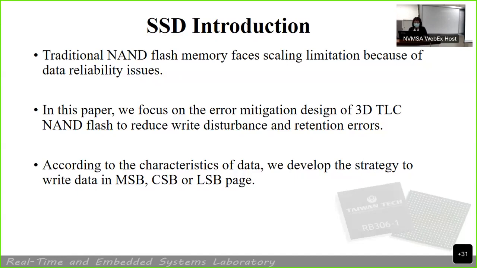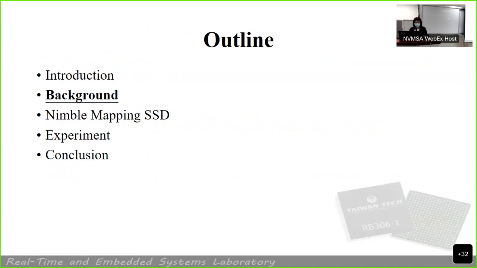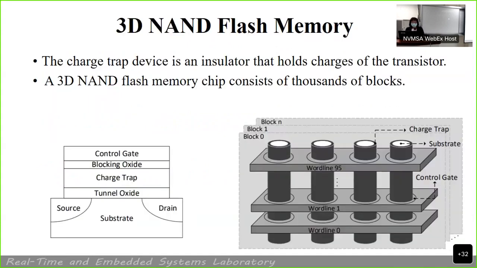To mitigate errors, we adopt the bit flip technique in our design, which will be described later. According to the characteristics of data, we developed the strategy to write data in MSB, CSB, or LSB pages. We divide the written data into chunks, which are the basic unit to be flipped, and identify the data pattern of every chunk. Then let's introduce the background of TLC NAND flash memory. First, let's see the structure of the NAND flash memory.